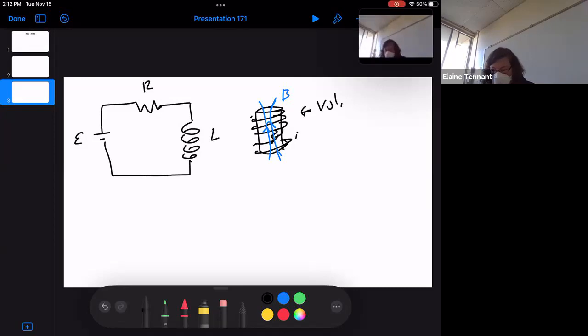Okay, excellent. So what I would like to know is, since this magnetic field has energy in it, I would like to think about if I could get an equation for the energy that's going into that solenoid. So far, so good.